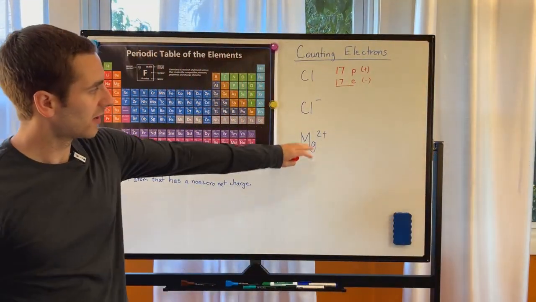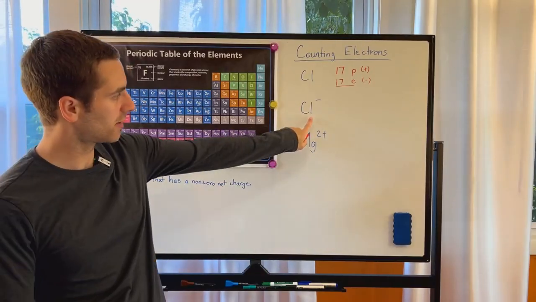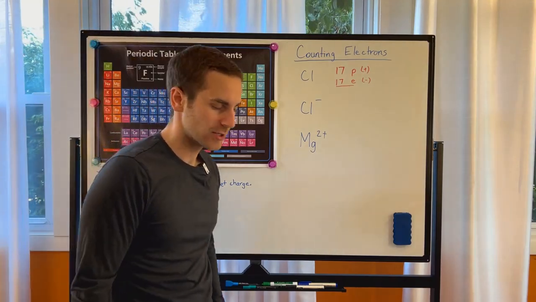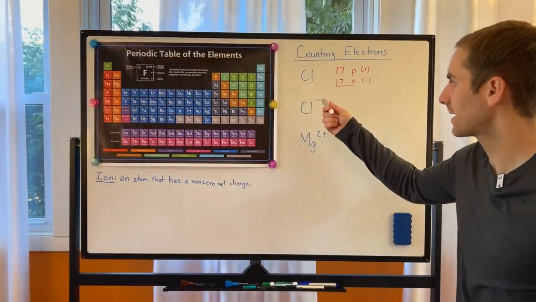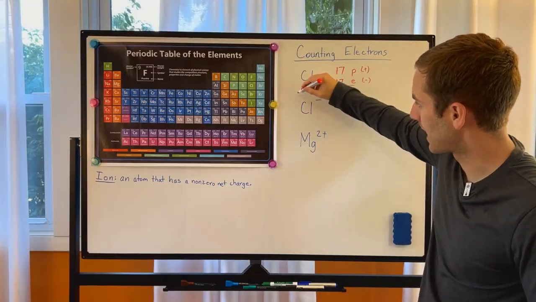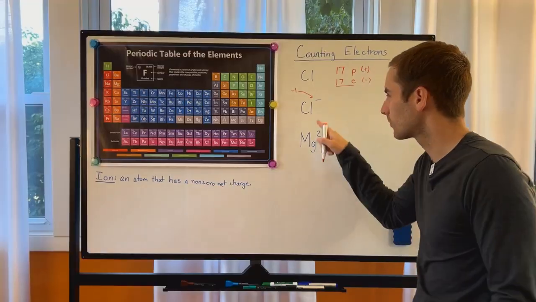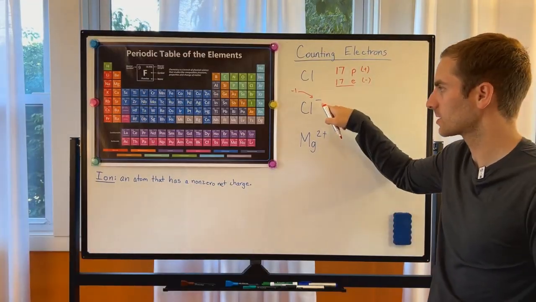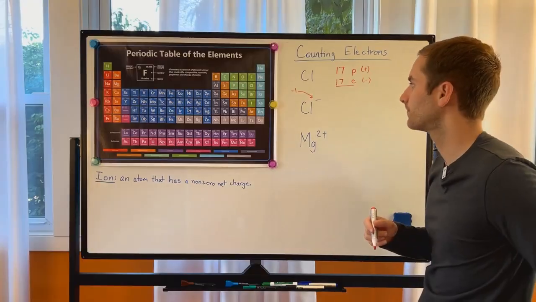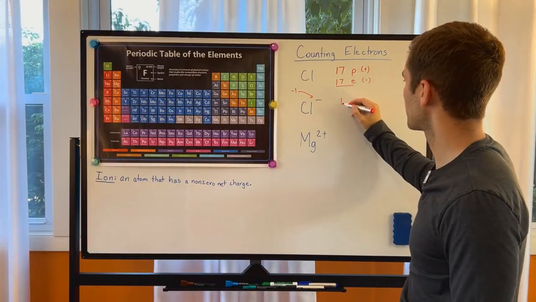Okay? Now this right here, Cl minus, this is now what we call an ion because it has a non-zero net charge. Now when you just see minus or plus without a number, it's implied that that's a -1. We could write -1 or 1 minus, but typically we just put minus if it's -1 or plus if it's +1. Well, it's still chlorine, so it still has 17 protons.